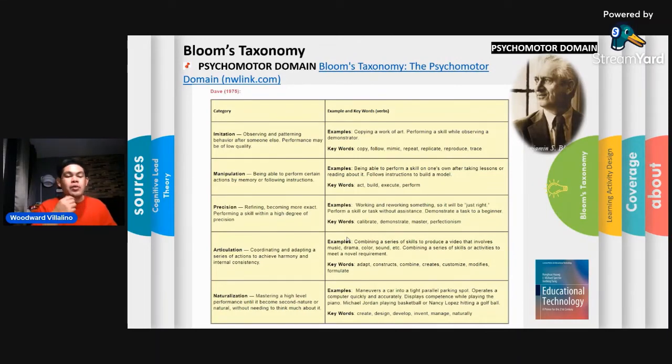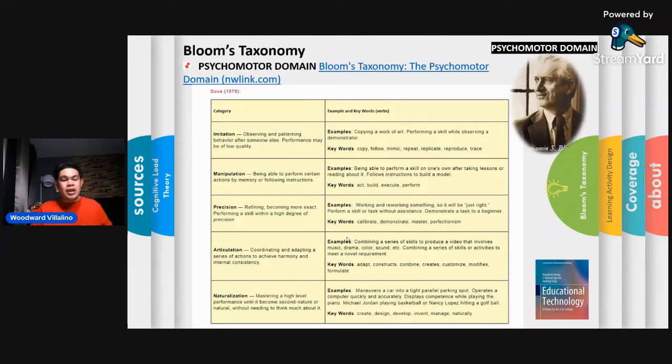Okay, now proceeding to the next category, which is naturalization: mastering a high level of performance until it becomes second nature or natural. So it's important that you are mastering it until it becomes natural to them. It will become a skill to them without needing to think much about it anymore. Example, maneuvering a car into a tight parallel parking spot. So in maneuvering a car, at first you're going to master it so that the car won't be hit.